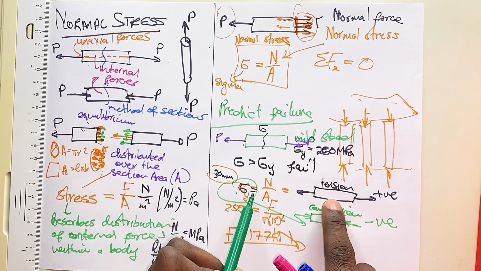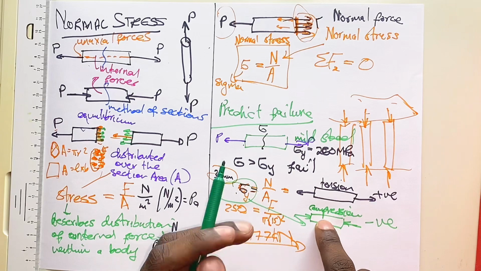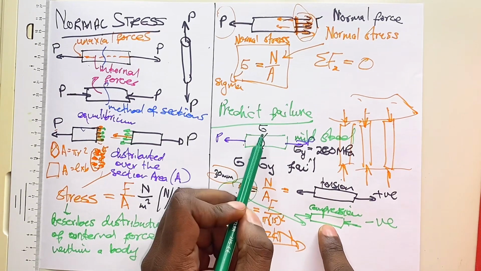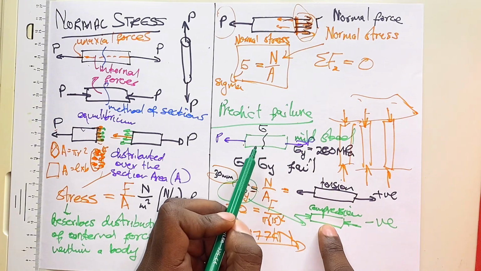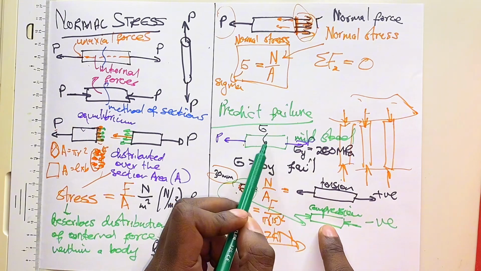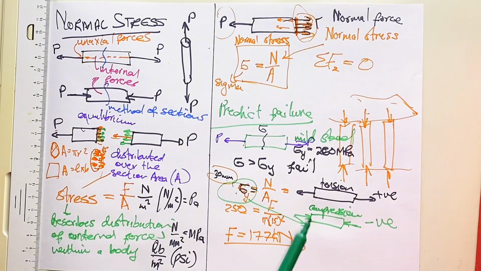Now, this will be important, especially when you are dealing with frames or trusses. It is very important that when you open up your member and you want to deal with the internal forces, you must know whether it is tensile or compression. But it is not always this simple.